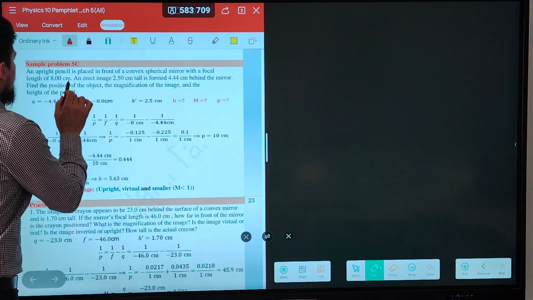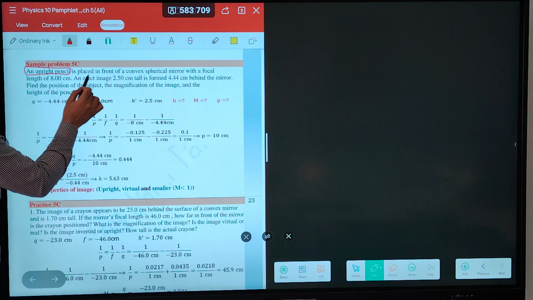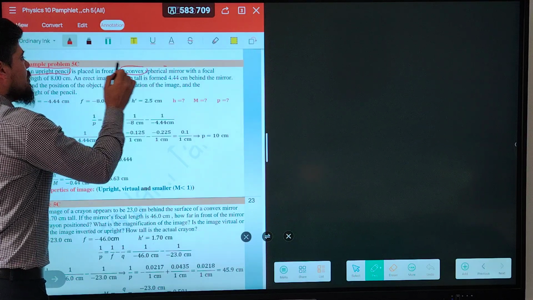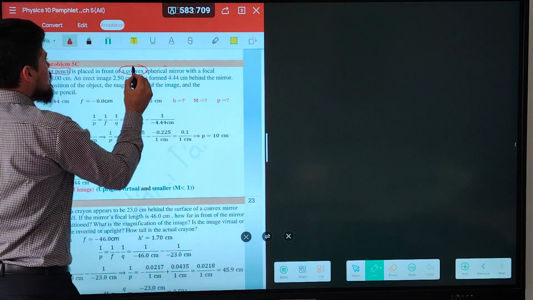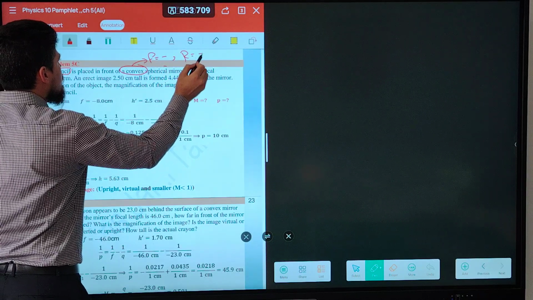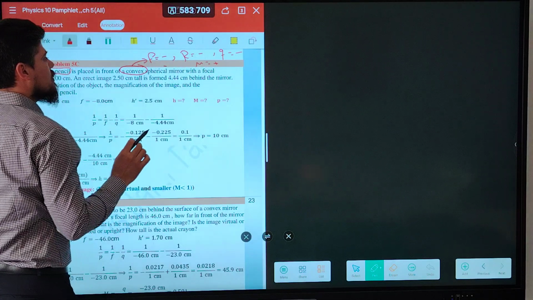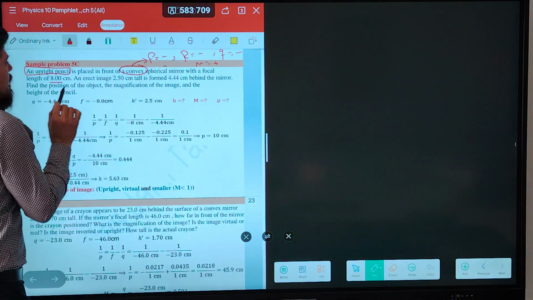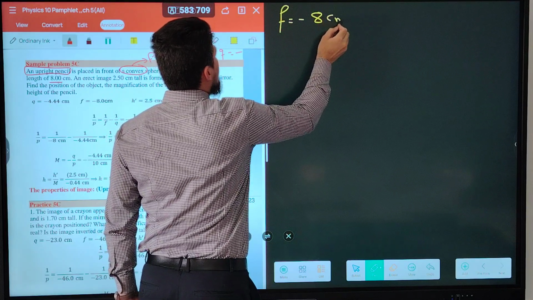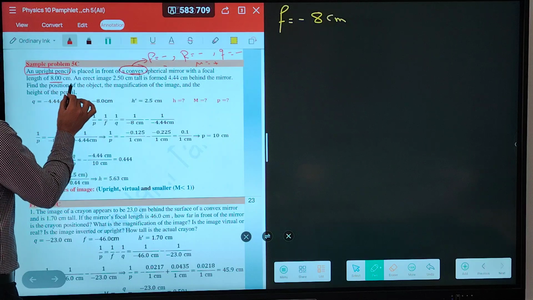Guys, look. Sample problem 5C says an upright pencil, this is the object, is placed in front of a convex spherical mirror. What is the type of the mirror? Convex. Whenever you see convex, write down F negative, R negative, Q also negative, M is positive. The focal length is 8 centimeter. F is equal to negative 8. Why? Because this is a convex spherical mirror. In convex, the focal length is located behind the mirror.